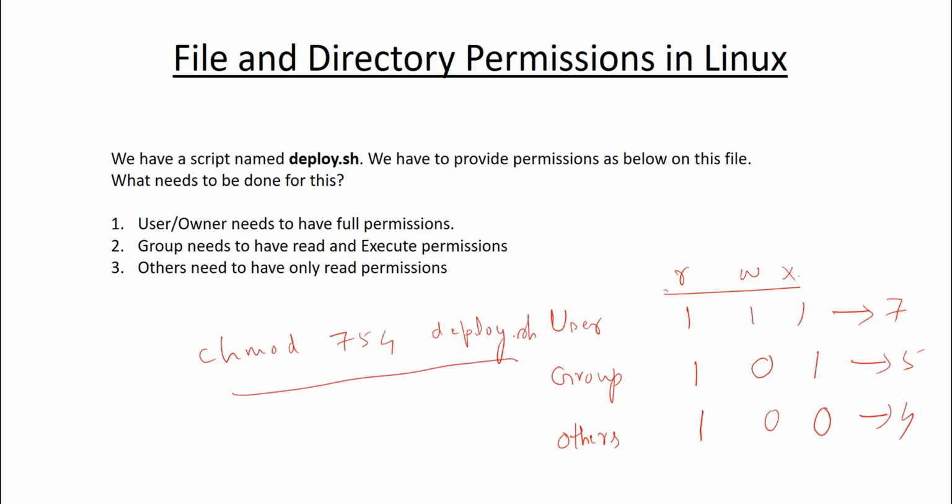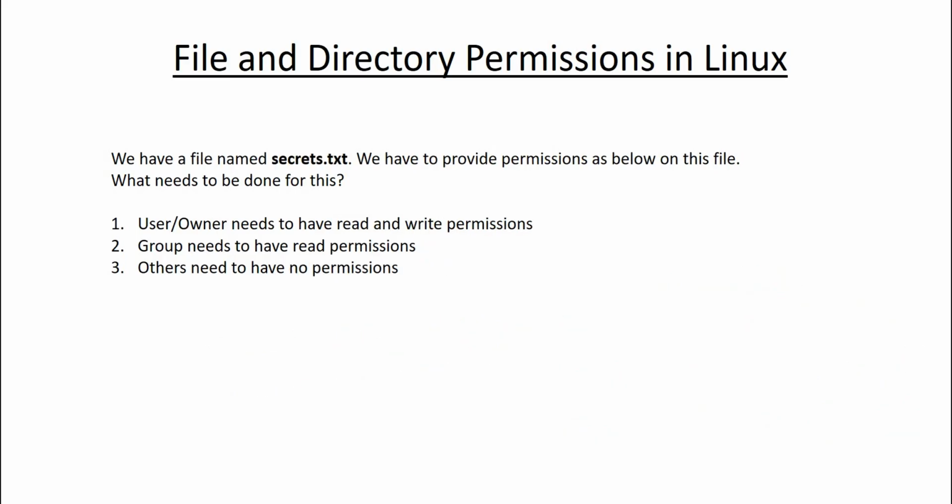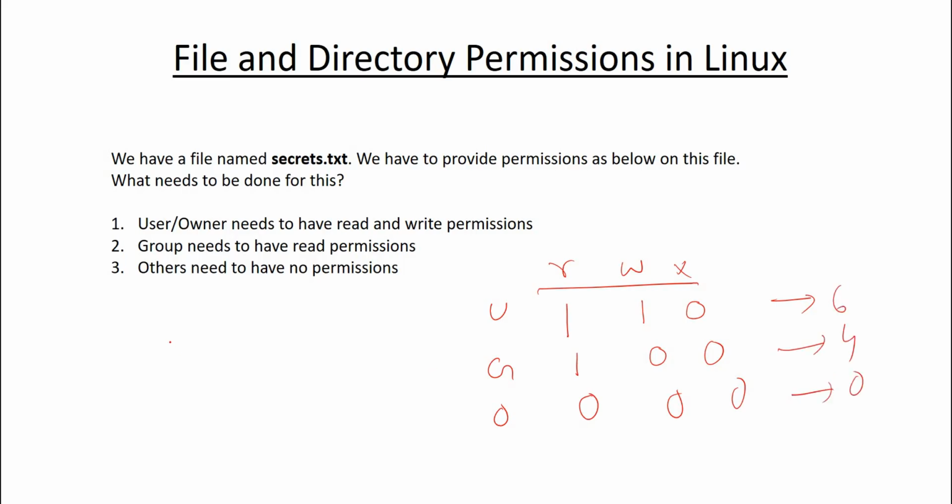Let us take another example. We have a file called secrets.txt and we have to provide permissions as mentioned below. So user or owner needs to have read and write permission. That means this should be 1, this should be 1 and this should be 0. Group needs to have read permission. So this should be 1, 0, 0 and other needs to have no permission. That means 0, 0, 0. So this is 6, 4 and 0. So we need to provide chmod 640 on the secrets.txt file. So this command needs to be executed here.